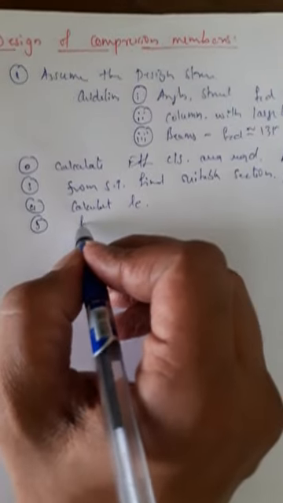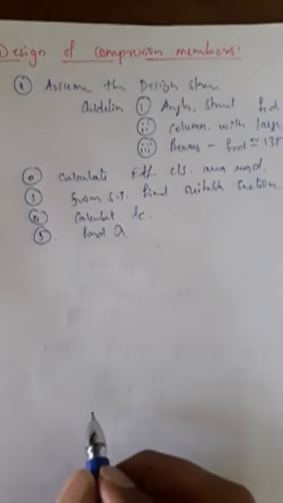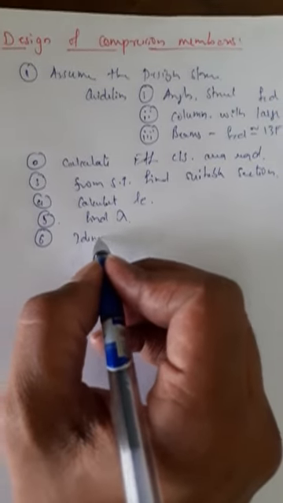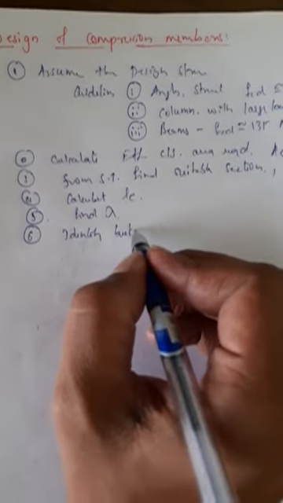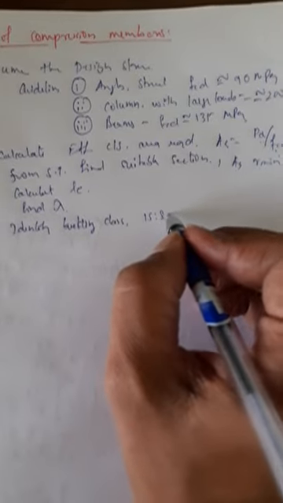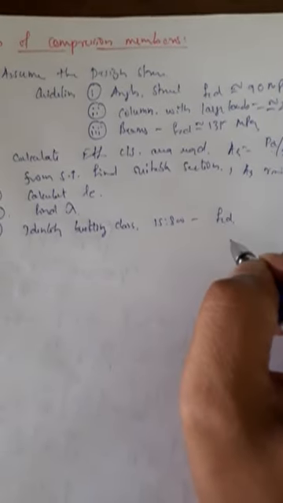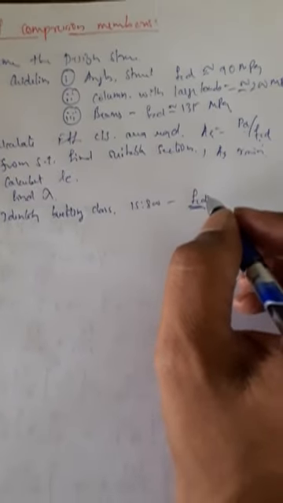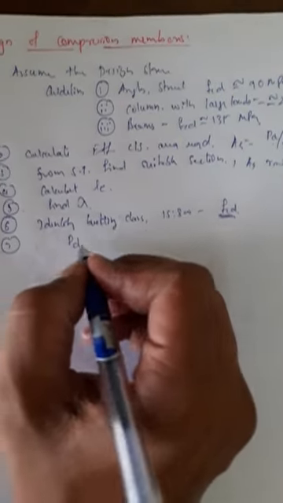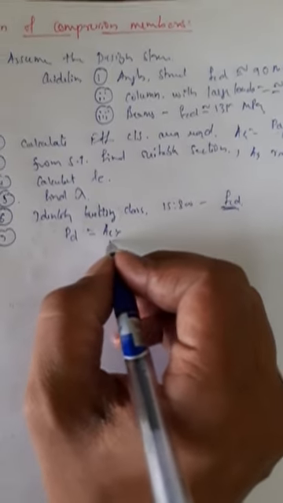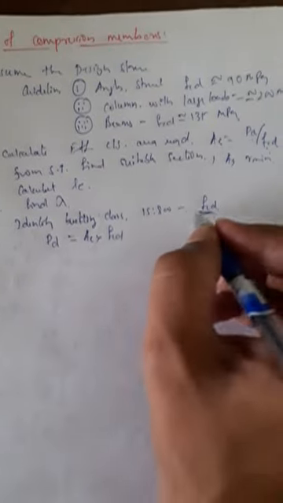Next, find slenderness ratio lambda. Once you know lambda, identify buckling class. And from IS 800, calculate FCD. For FCD, if its buckling class is C, you need to refer to table 9C. So from that table, calculate FCD. Next, from FCD, calculate its load carrying capacity PD. And PD is given by AE, effective cross-sectional area provided, into FCD, this new FCD.